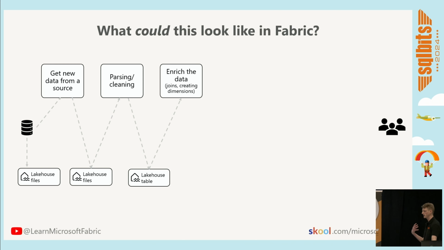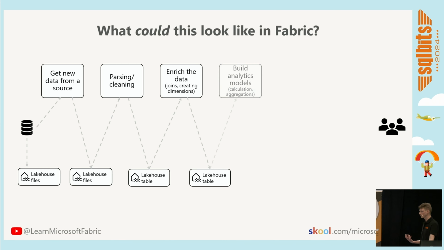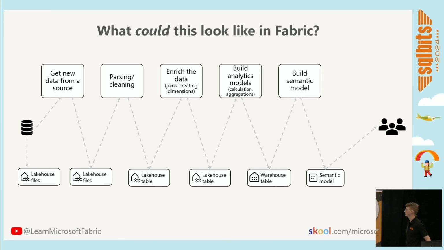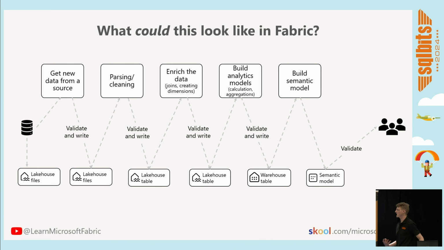Again, we might read it from that Lakehouse table, enrich it a bit, do some joins with it, and again, write it out to a Lakehouse table. We might build our analytical models, and that might be done in a data warehouse if you're preferring a SQL way of looking at things. And then you'll build your semantic model, and you'll output your semantic model. So the difference here is that at every stage, we're writing out a new data set. And that has a number of advantages. For what I want to talk about today, the data validation piece, well, we can validate at each stage in this pipeline.